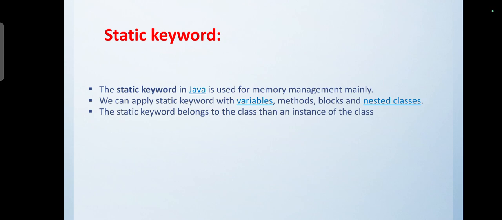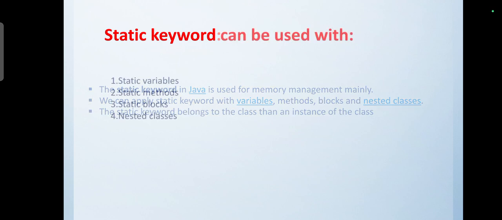This means if we make a variable or method static, then we can access it without creating an object. We can access this static member simply by using the class name. In fact, the main method of a class in Java usually has the static keyword associated with it. If we remove the static keyword and make it non-static, then we need to create an object of the class in order to call it. The static keyword can be used with variables, methods, blocks, and nested classes.